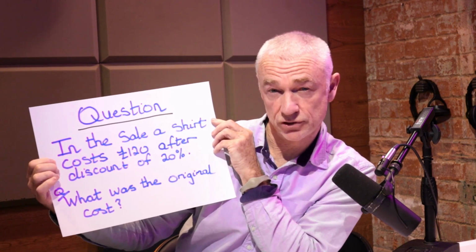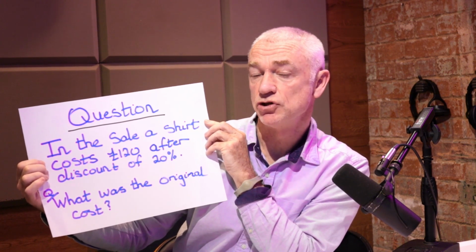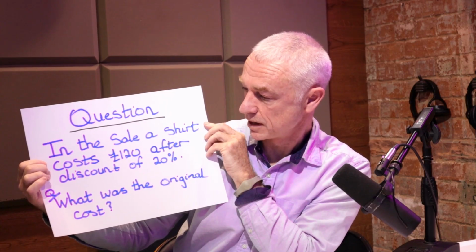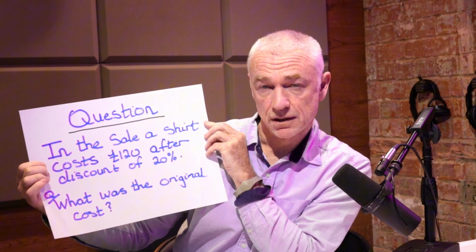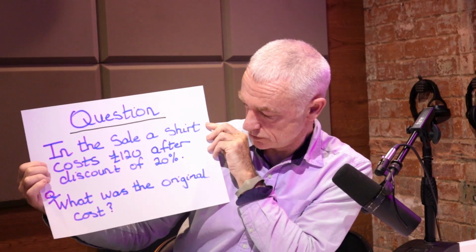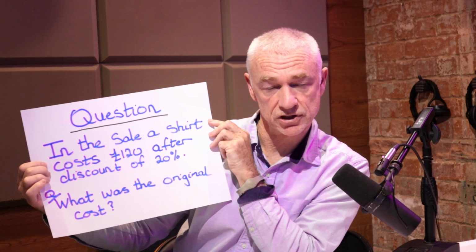So here's the question. In a sale, you buy a shirt for £120. Now that shirt has been reduced from its normal price by 20%. And the question here is, what was the original cost before the sale? So as per usual, what I'd like you to do is freeze the video, have a go at the question, and then come back for our review.